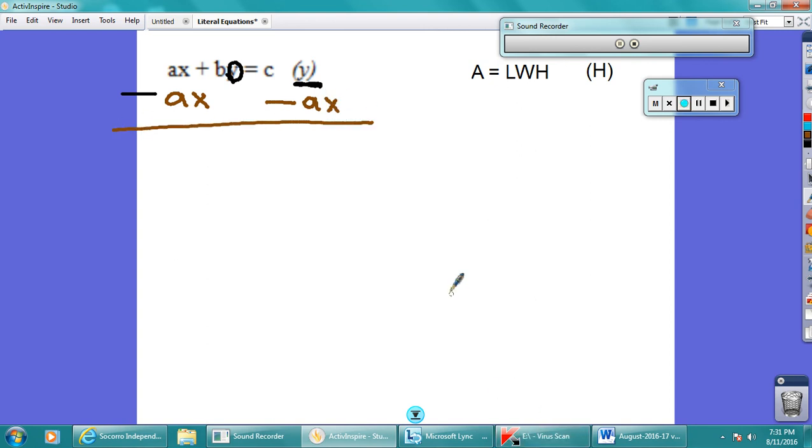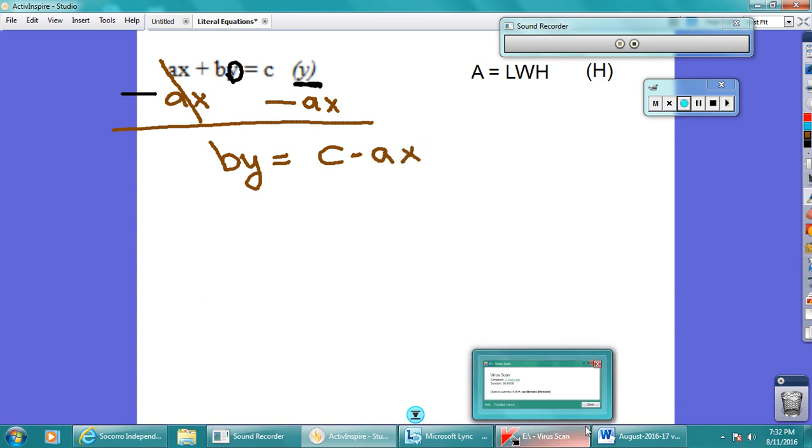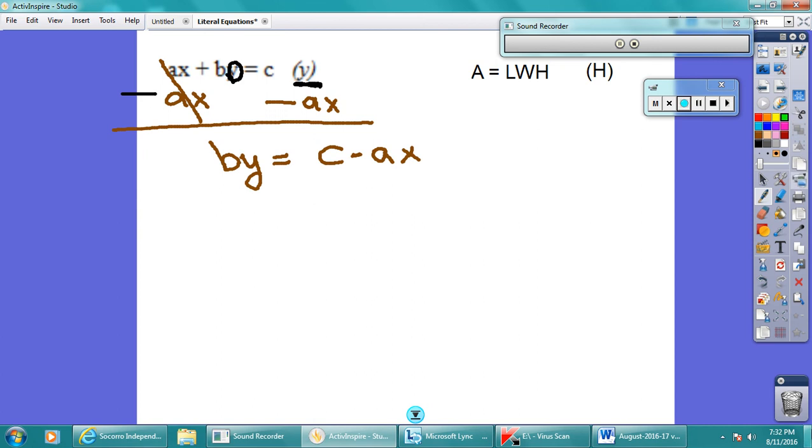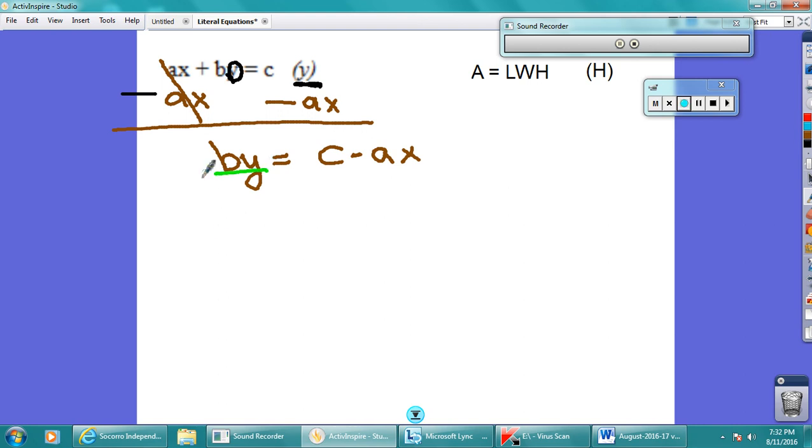Again, don't forget to balance. The AX's cancel. We're going to bring down the BY. Again, be very careful. This now becomes C minus AX. Okay, we're still solving for Y. So now, B and Y are multiplying. We're going to do the opposite, undo the operation, divide by B. We do it on one side, we have to do it to the other. The whole group.